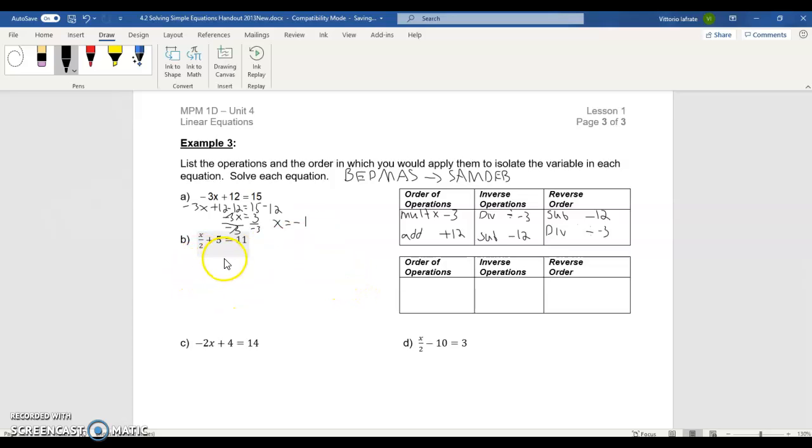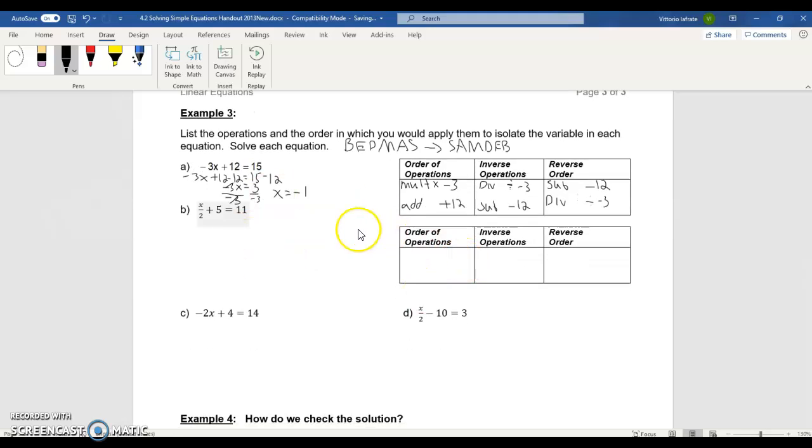We'll do example B in a similar way using the table. If you want to try it yourself first, you should. Pause the video and then try it and then check your answer after. So the order of operations, let's take a look. So x, what's happening here? Well, x is being divided by 2. So there's a division happening. We can see that x is being divided by 2 because there's x line and then 2.